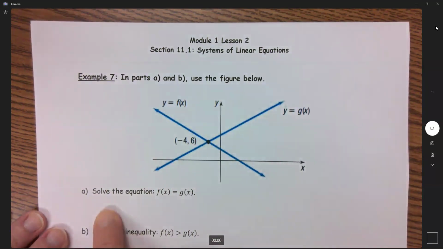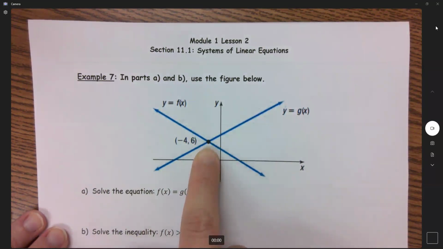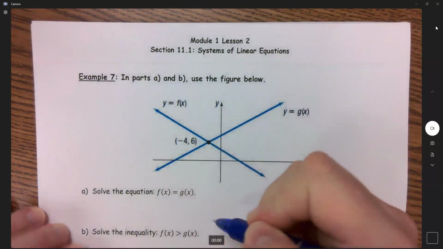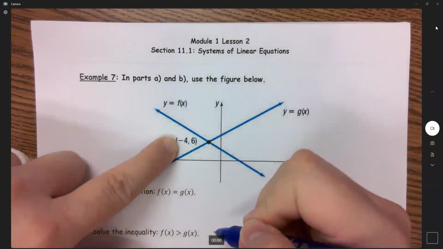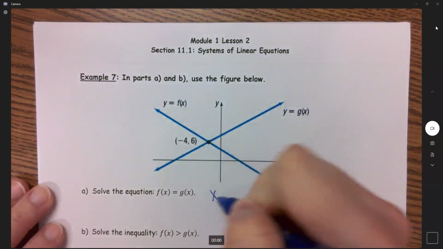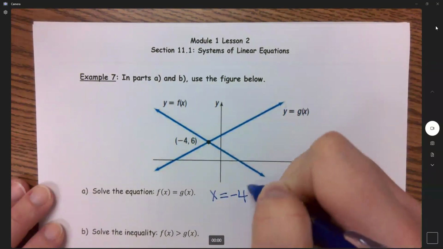So the first thing it wants us to do is solve the equation when f of x equals g of x. And it has to do with this intersection point. When we talk about solving the equation, it is just the x value here. So we have x equals -4.